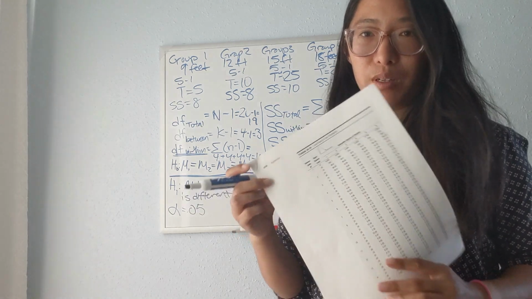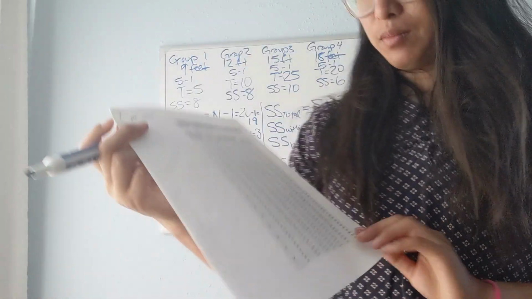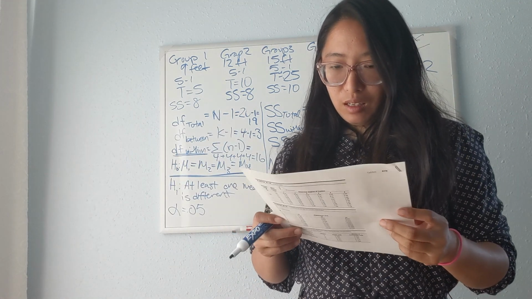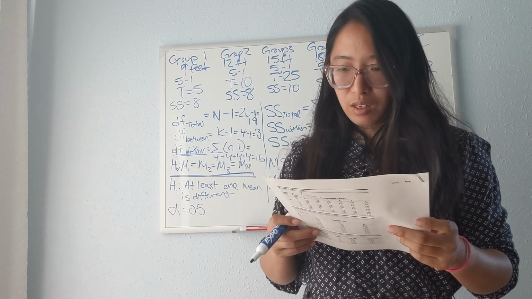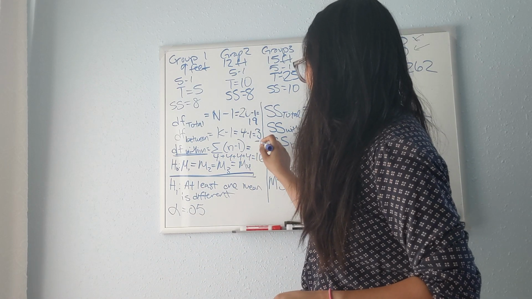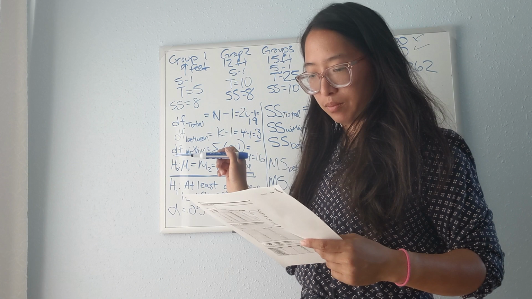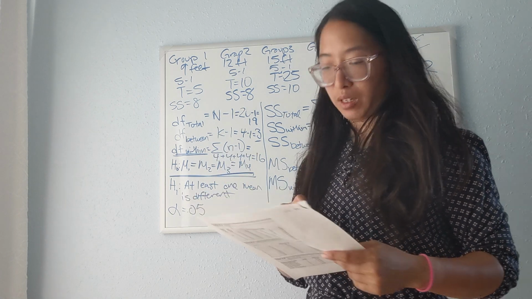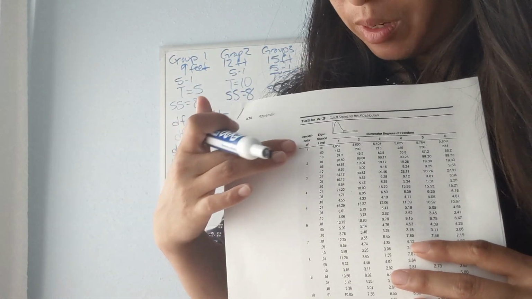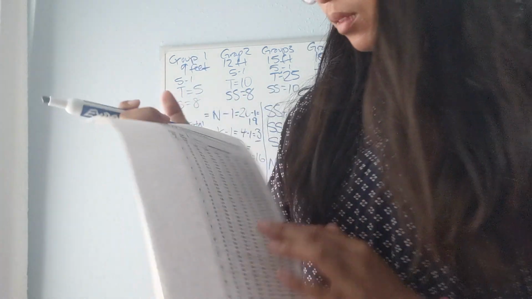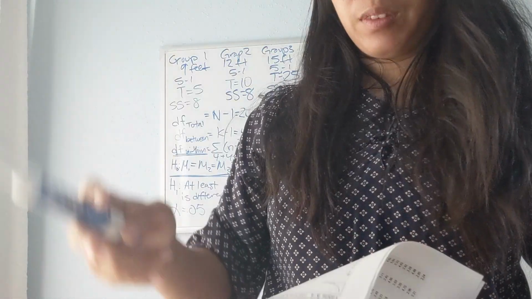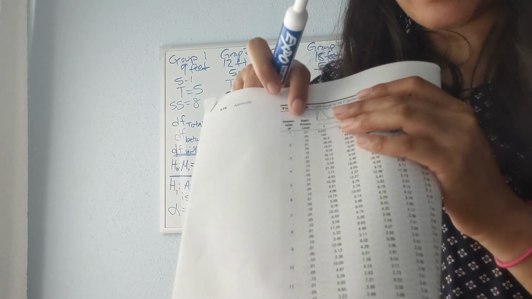So I have this table printed out, the F score table. What I have to look at is, the numerator is the number of groups, it's the between, right here. And the denominator degrees of freedom. So I'm just looking at the table. It has numerator degrees of freedom across here, and then denominator, you have to go down the table. And then we have our significance level at 0.05, okay? Which is the second column.